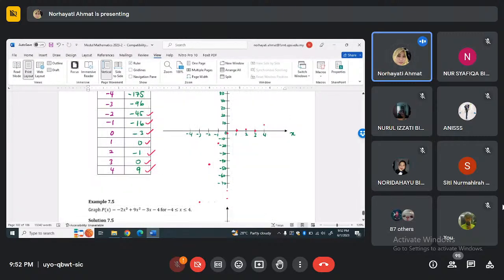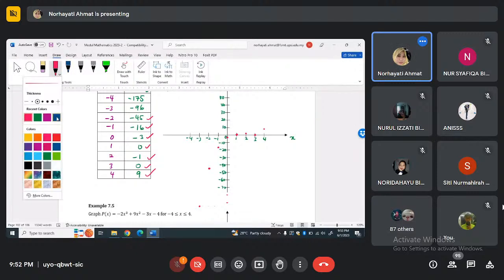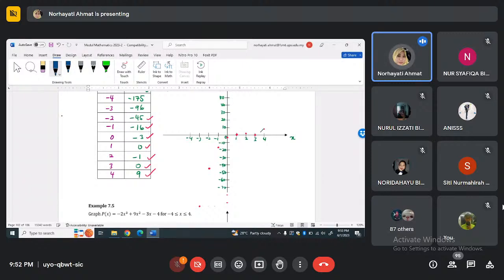Now we need to connect these points. Carefully connect the points. We have from here. We need to make a smooth curve. It is not a straight line. We can see its movement is decreasing.